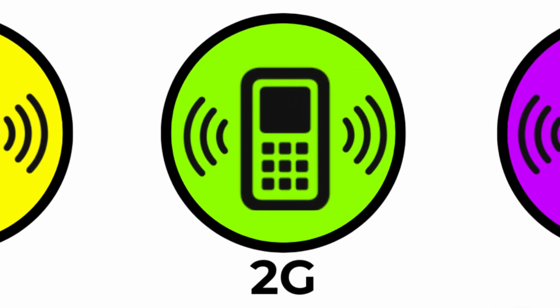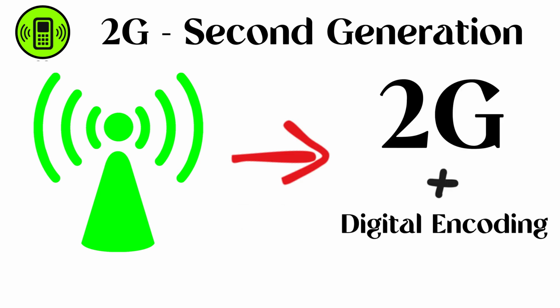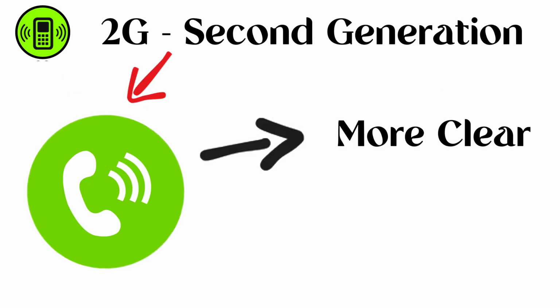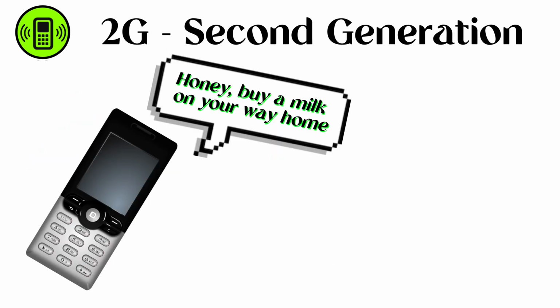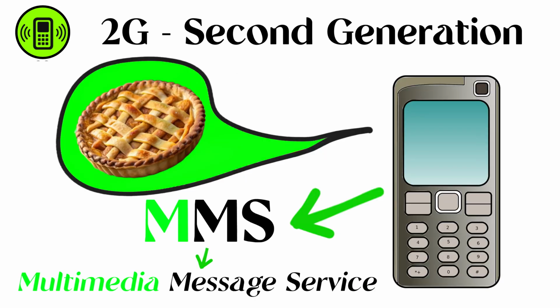2G. In the 1990s, 2G introduced digital signals, replacing analog signals with digital encoding. This improvement made calls clearer and more secure. It also allowed for text messaging (SMS) and picture messaging (MMS).